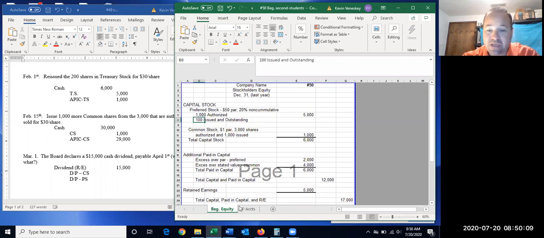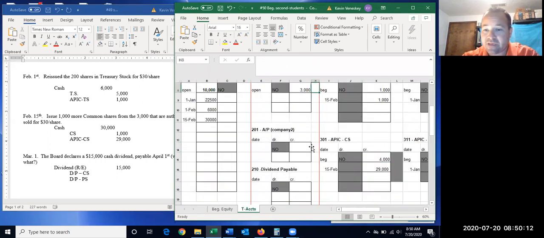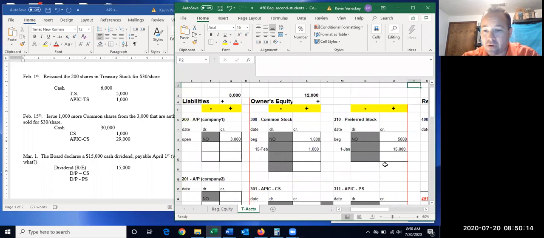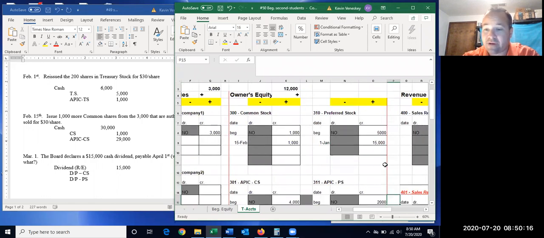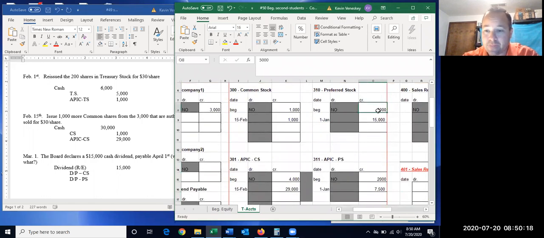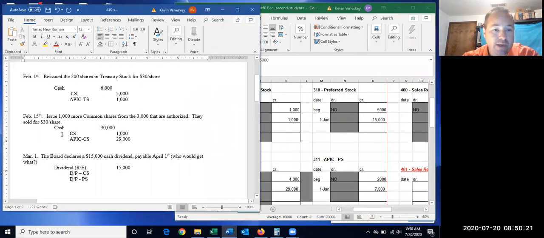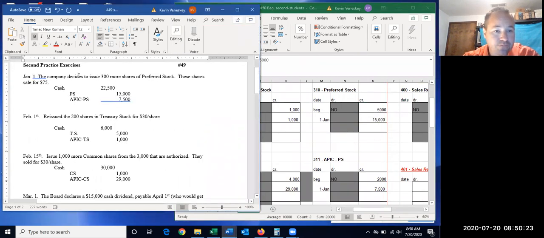Now, I haven't issued any new shares of preferred. That's the first thing I'd always want to look at. Am I still at, oh, sorry, I forgot about that. Good thing I looked. I have issued new shares. So I go back up here and let's see how many I issued. 300.